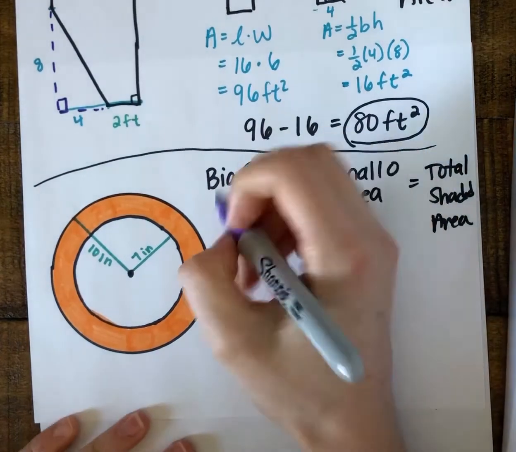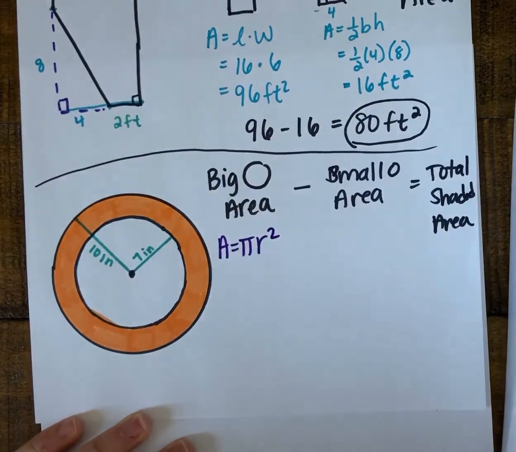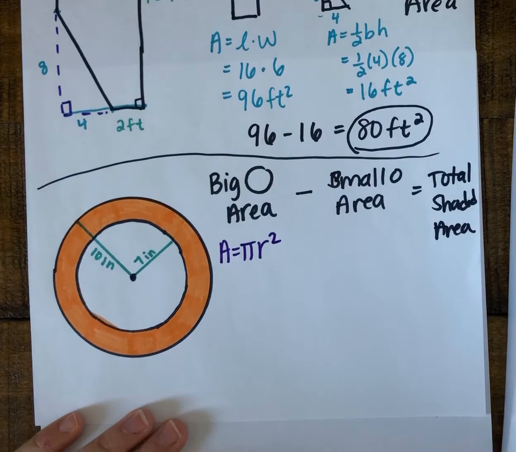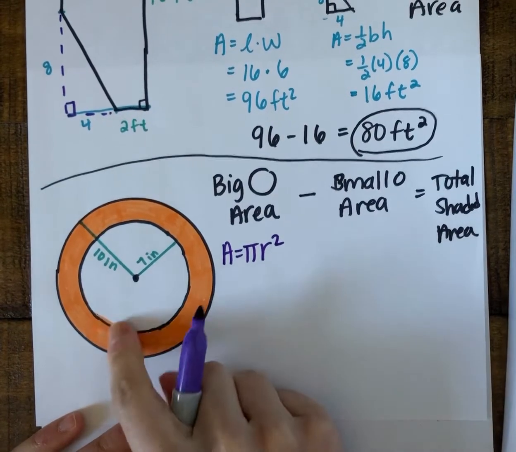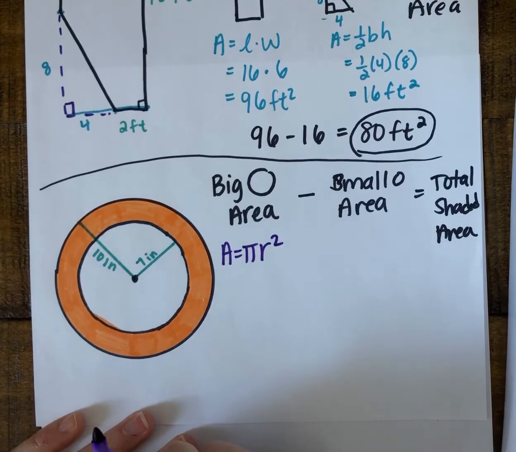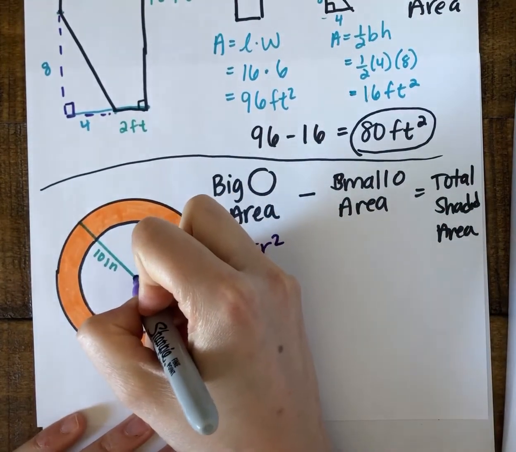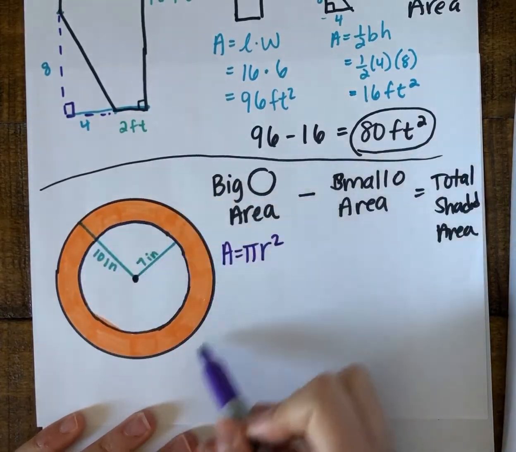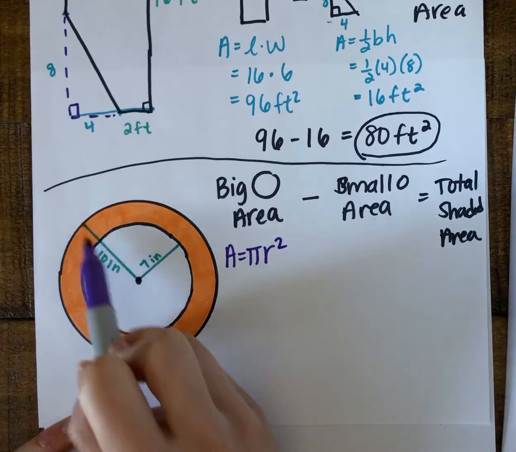Let's find the area of the big circle. For the area of a circle, I will use the formula pi r squared. And so I need to know what is my big circle's radius. It looks like in my picture they've labeled 2 radii, but I'm going to be looking for the line that goes from the center to the outside of the big circle, and that's my big radius. So that appears to be 10 inches.